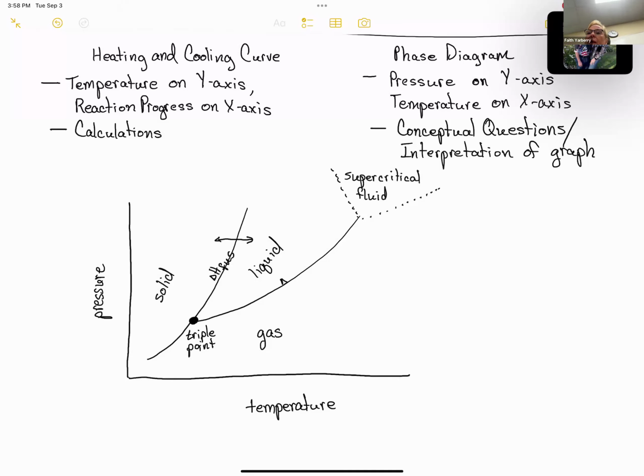And the enthalpy of vaporization is associated with this other line because that is where a liquid is converting into a gas.